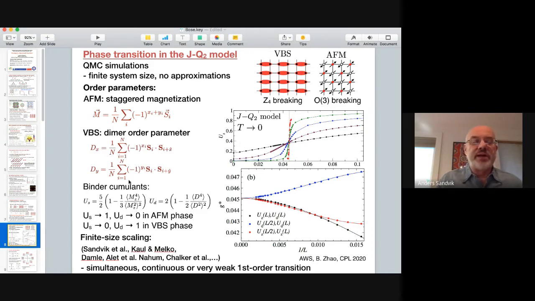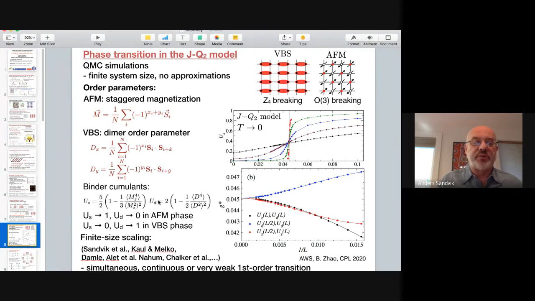From these order parameters, we can construct the Binder cumulants, which are defined in this way. They are nice in the sense that if we choose these factors in the right way, then if we have an AFM phase, what we call US, the one based on the staggered magnetization, will go to 1, and UD will go to 0. When I say go to here, I mean as the system size becomes larger and larger. Similarly, if we have a VBS order, then US will go to 0 and UD will go to 1.